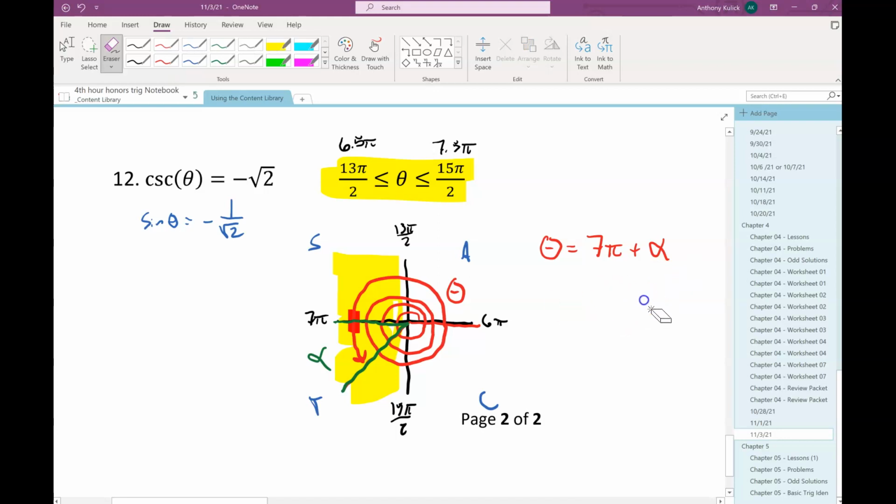Oh, I'm sorry. What am I doing here, guys? I'm doing this as a worksheet 2 problem. I just got carried away.